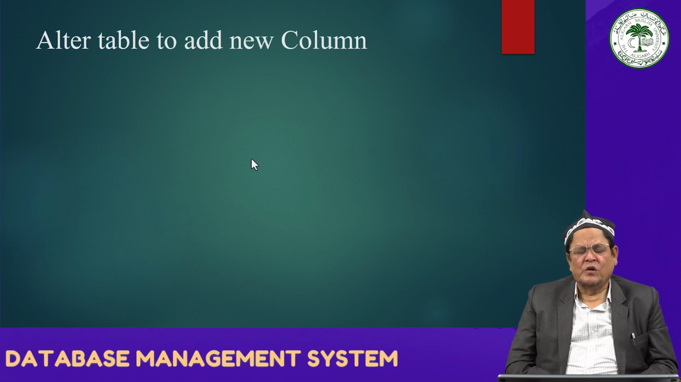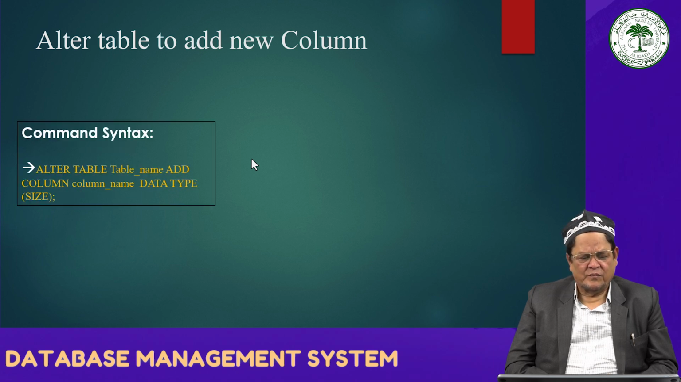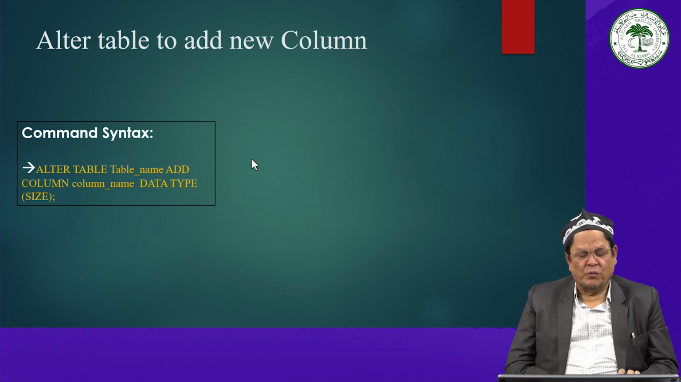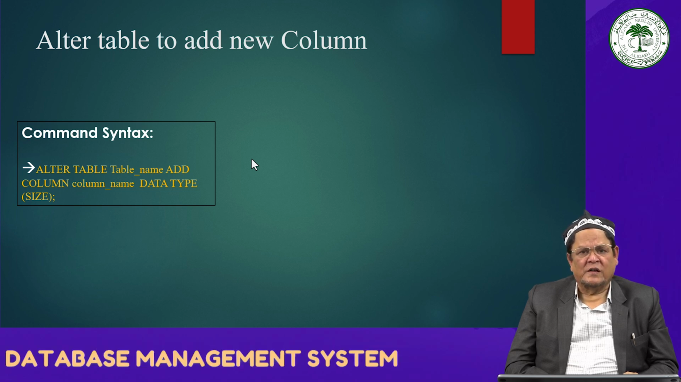First is alter table to add a new column. How will you add a new column to an existing table? The command syntax is alter table, table name. It means we have to write alter table name, then add column. Then you have to write the column name, then the data type, then you have to define the size of the data.